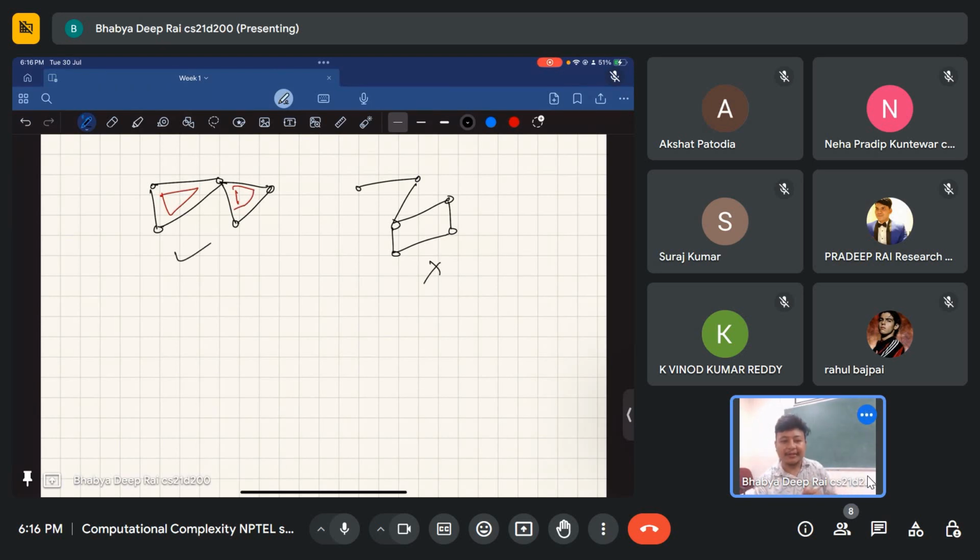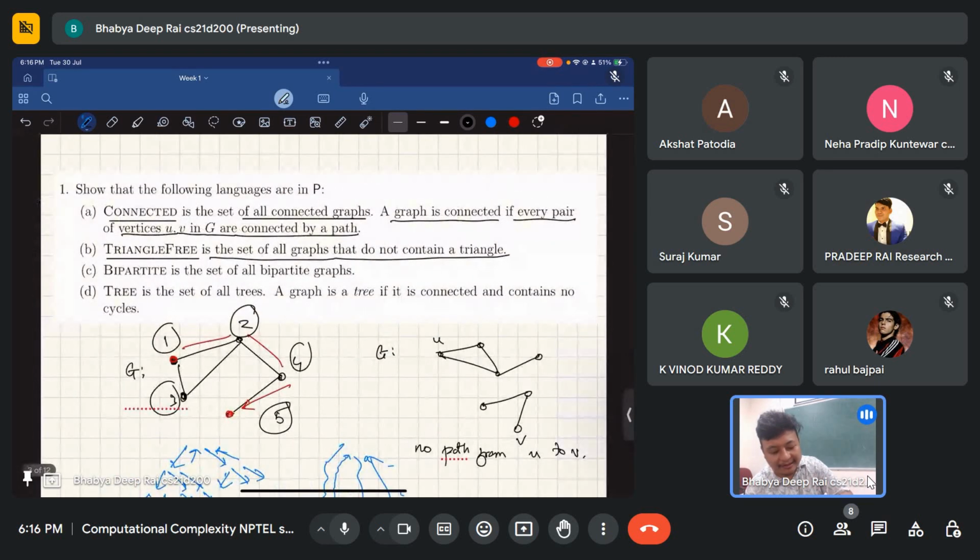This contains 2 triangles. I want all these. I want to check whether a graph belongs to this language or not. In other words, I want to check whether this graph has a triangle or not. So anyone has an idea how we can solve triangle free? How do we check whether a graph contains a triangle or not?